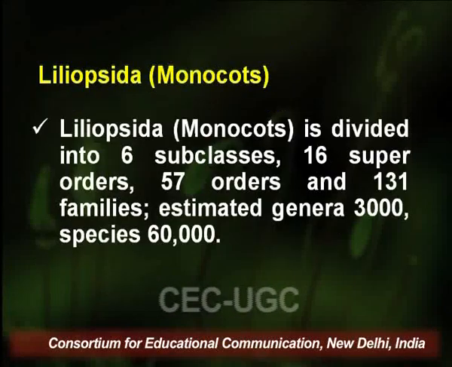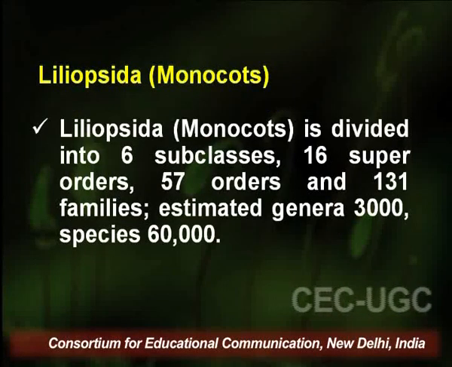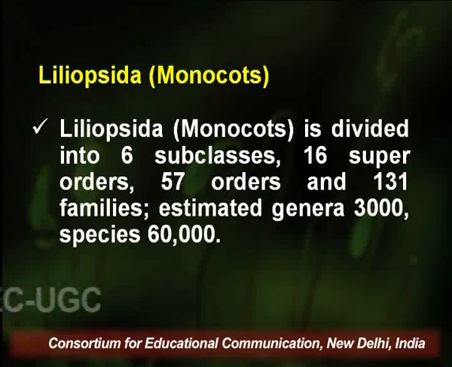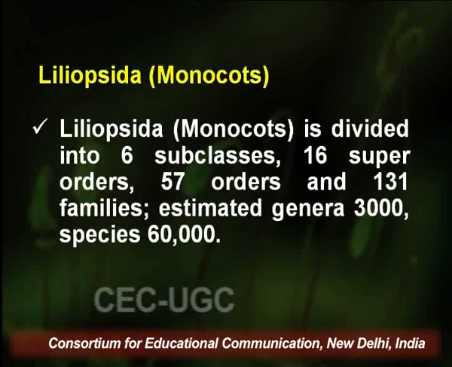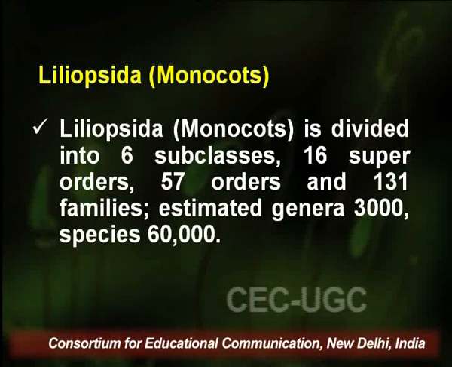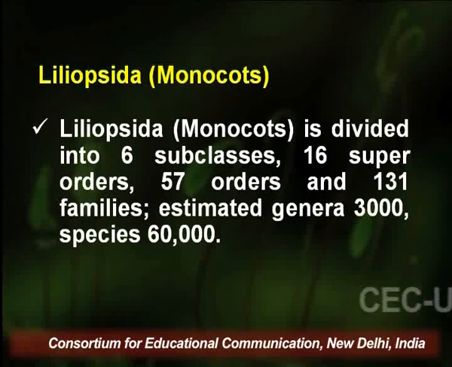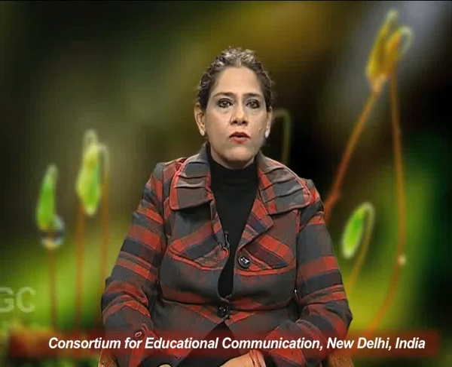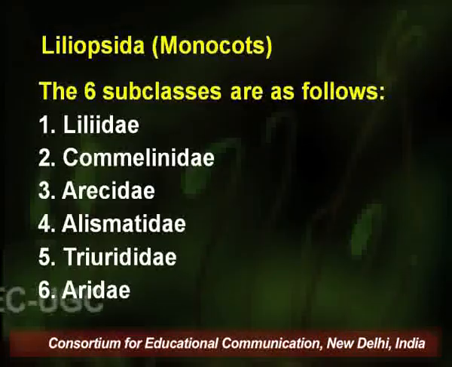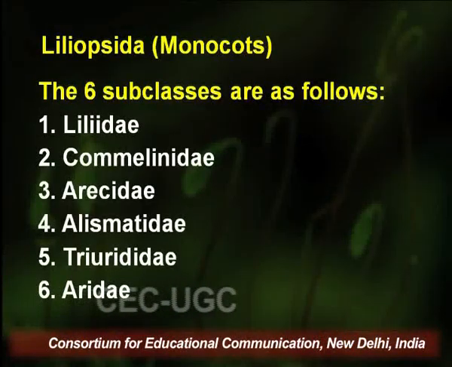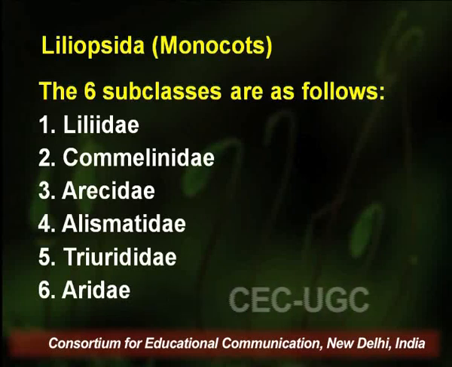If we talk of Liliopsida or monocots, it is divided into 6 subclasses, 16 superorders, 57 orders, and 131 families, with estimated genera of 3,000 and species 60,000 in number. Now, the 6 subclasses of this group are Alismatidae, Commelinidae, Arecidae, Liliidae, Triuridae, and Zingiberidae.